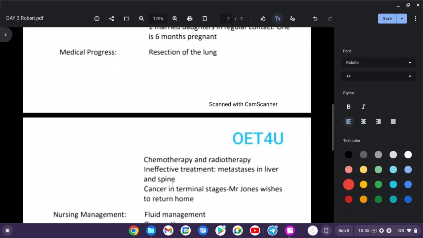So why, at the time of the discharge plan, we said that we already read that the patient would like to go to his home, so you need some assistance for Mr. Jones while he goes home. Okay, so here it is clearly given that his cancer is at terminal stages and Mr. Jones wishes to return home.